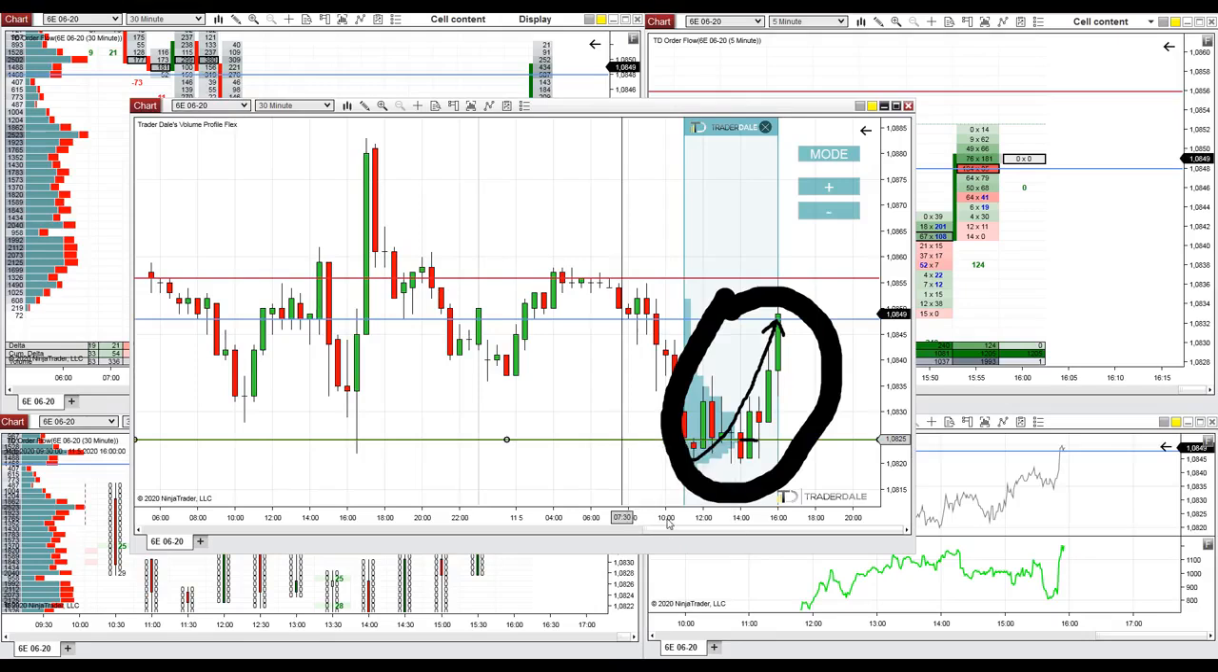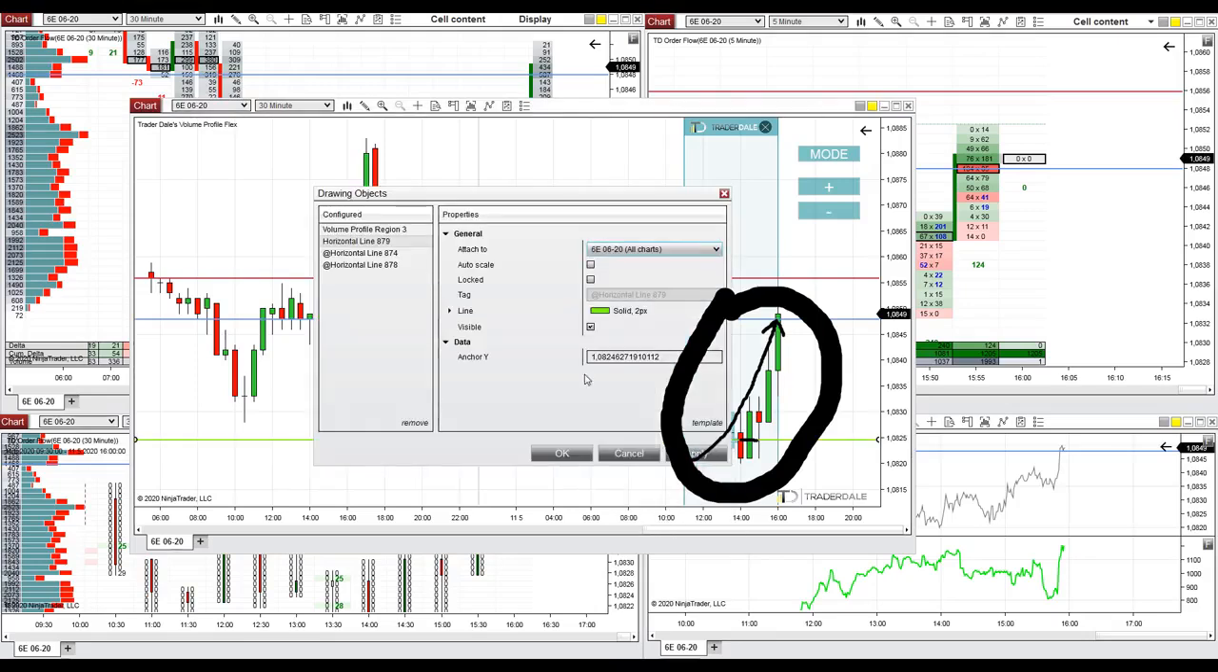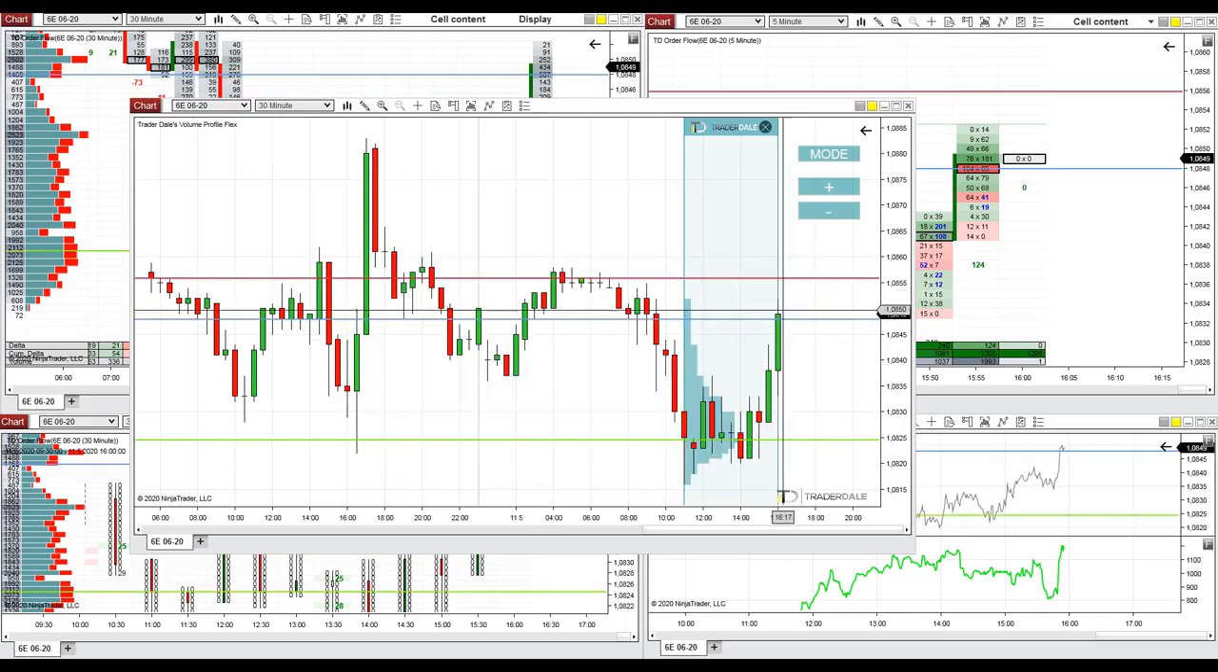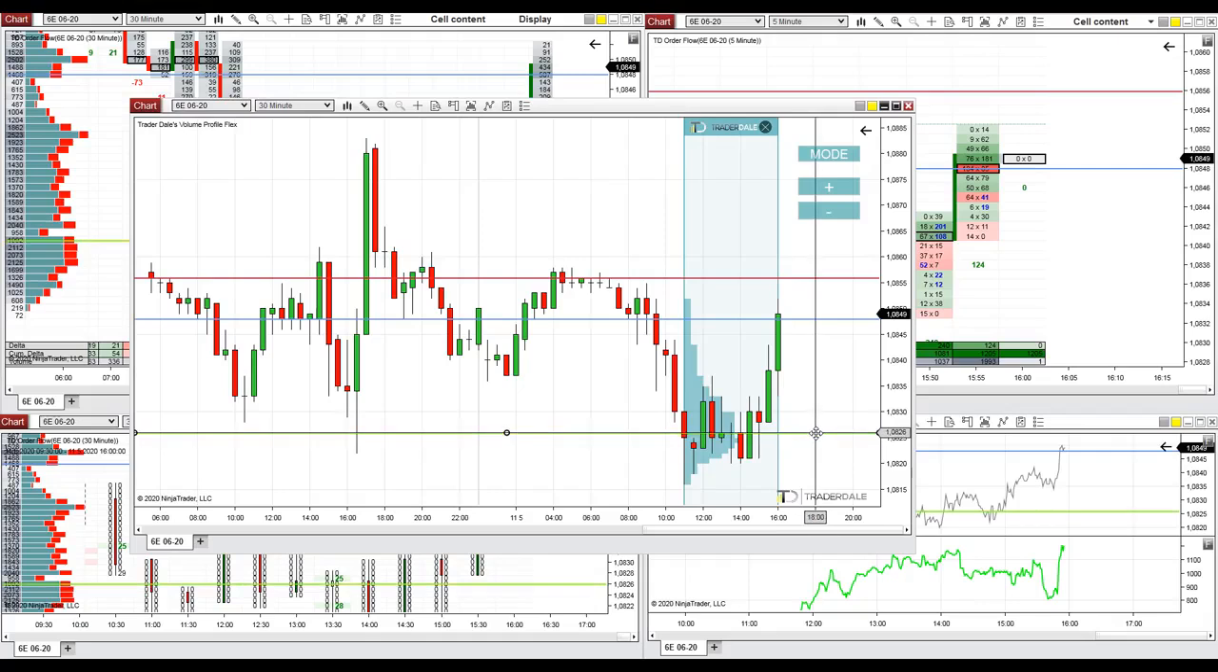I'll print it on all charts. So if strong sellers jump in, push the price downwards, and if there's no sign of aggressive buyers, then this would be the ideal take profit. Actually, one tick above it, just to make sure.